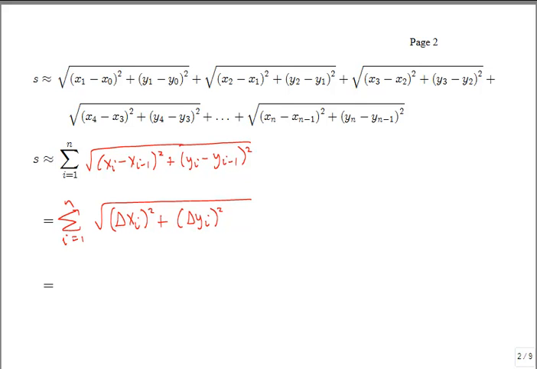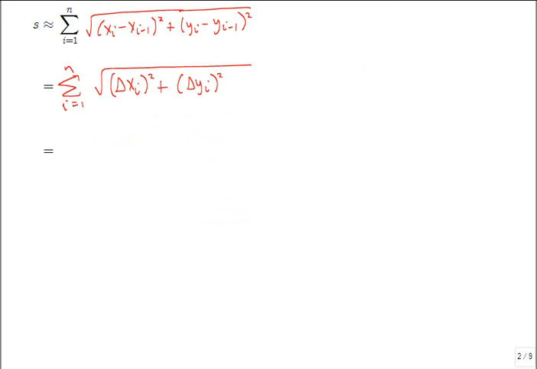And now what I'm going to do is manipulate this a little bit. I'm going to multiply this by a fancy version of 1. So I'm going to multiply inside of that square root by delta x sub I squared over delta x sub I squared, which is really just 1. So I'm not changing the problem at all. I'm just putting it in a different form.